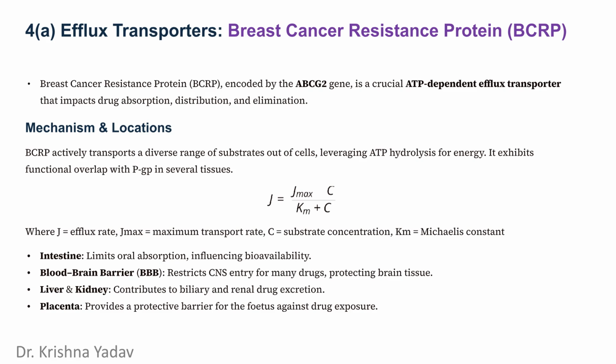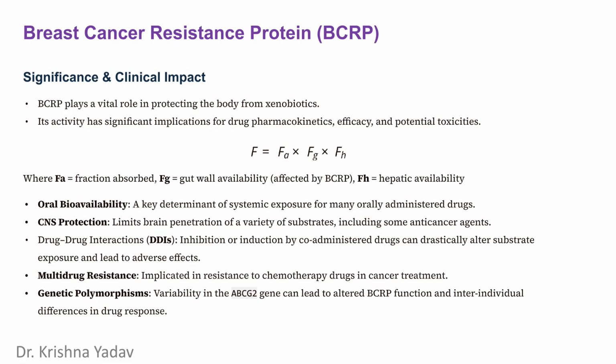Pharmaceutically, BCRP functions like an additional biological barrier layer, further reducing drug availability and influencing therapeutic outcomes. BCRP's activity is crucial in protecting the body from foreign substances and has significant implications for drug pharmacokinetics and toxicity. It is a key factor in oral bioavailability, CNS protection, and multi-drug resistance. Genetic variations in ABCG2 can alter BCRP function.